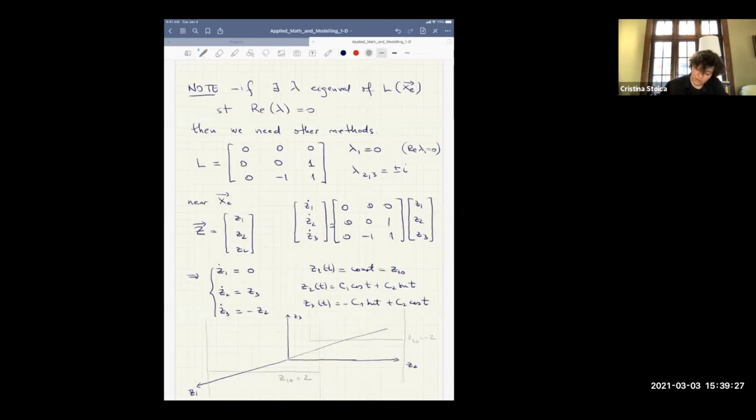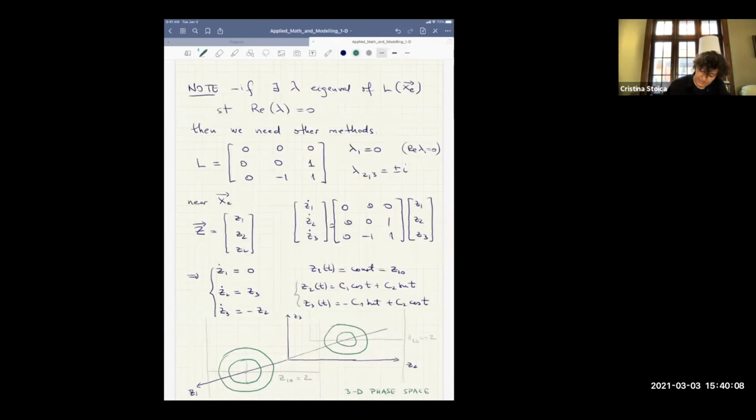And how does it look? Well, Z2 and Z3 together, if you look at them, they form ellipses. We did that before about the center here. So it will look something like this. That would be the picture of the orbits in this 3D phase space.